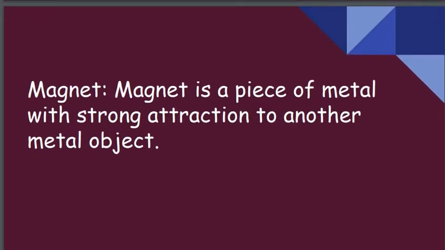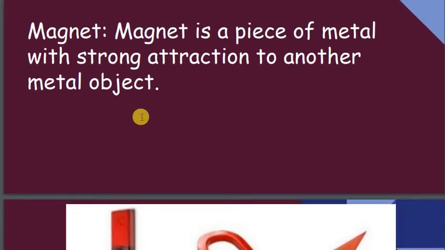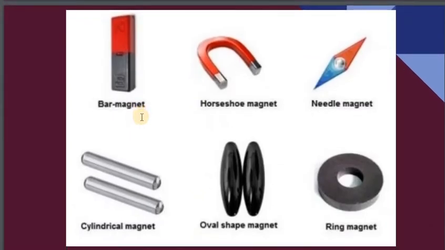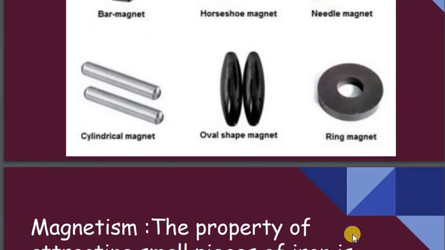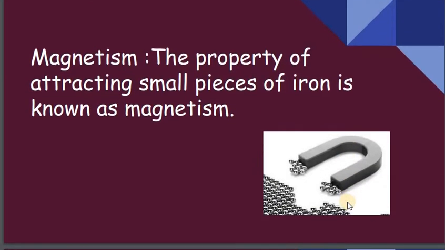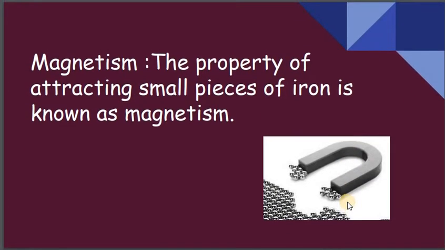Magnet. A magnet is a piece of metal with strong attraction to another metal. These are a few types of magnet: bar magnet, horseshoe magnet, needle magnet, cylindrical magnet, oval shaped magnet, and ring magnet. Magnetism. The property of attracting small pieces of iron is known as magnetism.